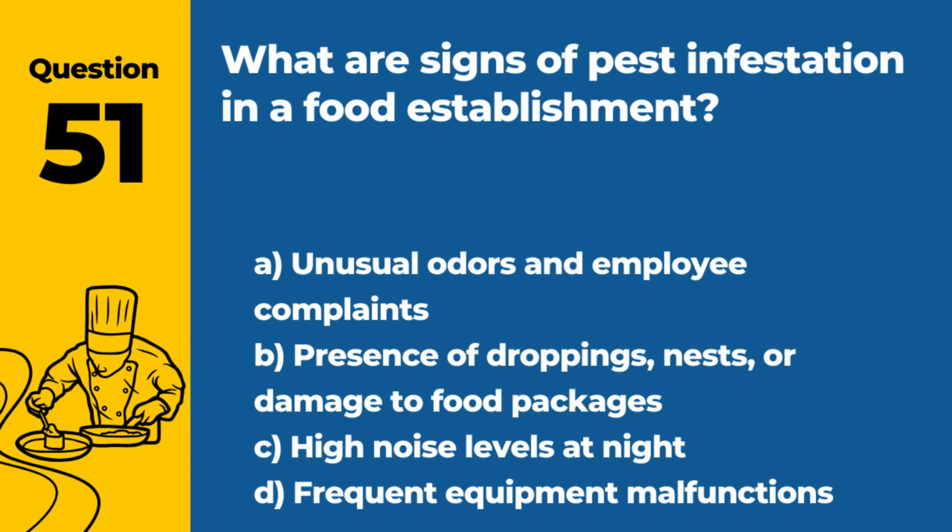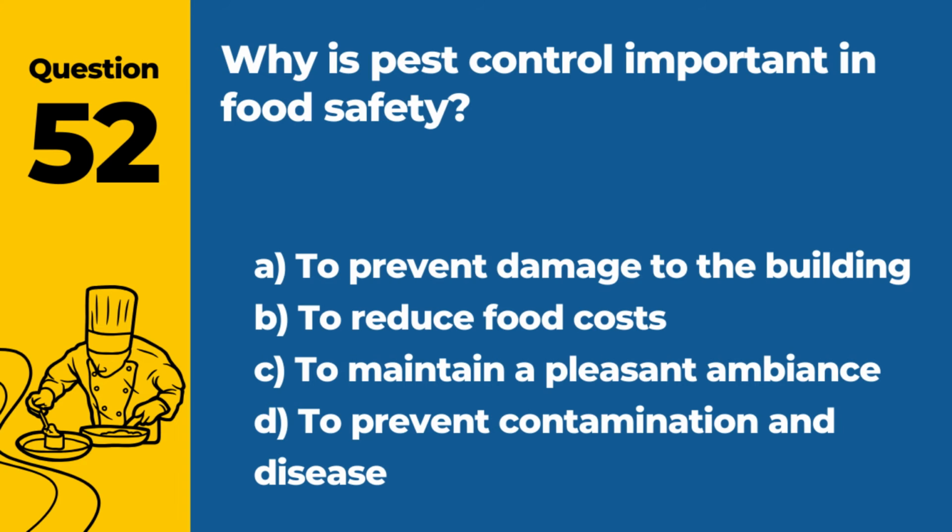What are signs of pest infestation in a food establishment? A. Unusual odors and employee complaints. B. Presence of droppings, nests, or damage to food packages. C. High noise levels at night. D. Frequent equipment malfunctions. Answer. B. Presence of droppings, nests, or damage to food packages. Signs of pest infestation include the presence of droppings, nests, or damage to food packages, indicating the presence of rodents or insects. Question 52. Why is pest control important in food safety?